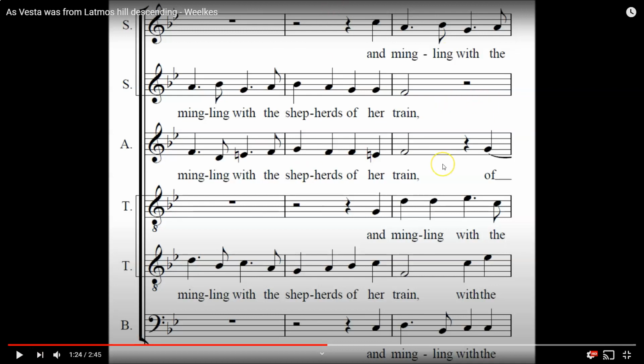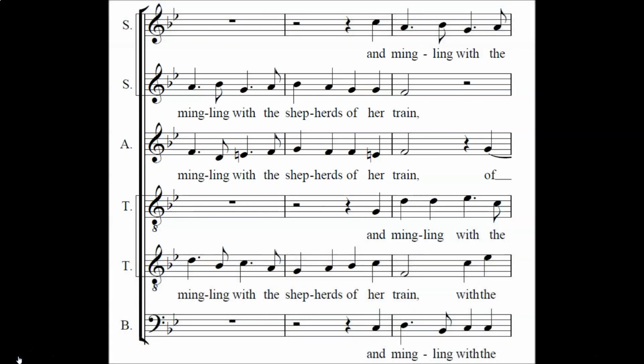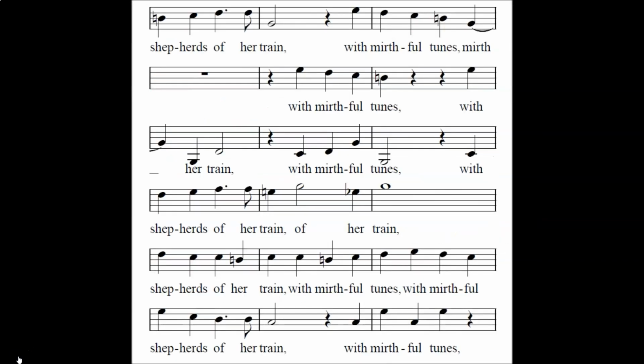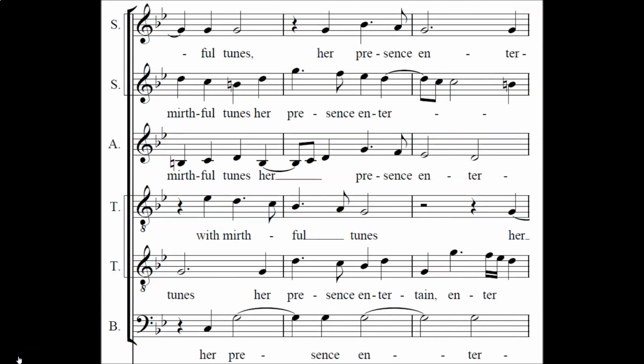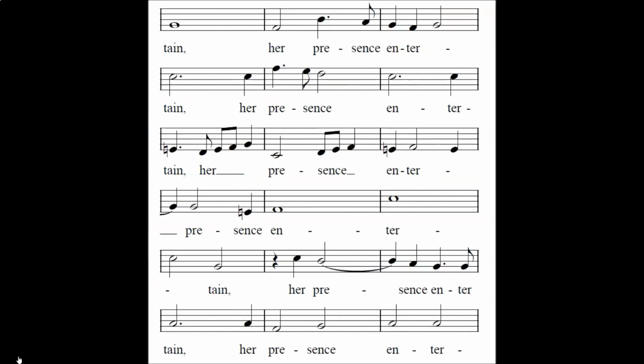So we're going to get a lot of mingling, right? Picture like a big, gigantic, joyous hamster pile of people and animals flinging themselves from all parts of Latmos Hill onto Queen Elizabeth. And she's kind of like, whoa, people, you're showing the love a little much. But anyway, that's what's happening. Okay, so let's watch some mingling here. So they're excited. They're singing.